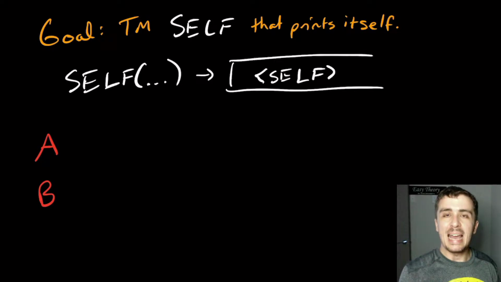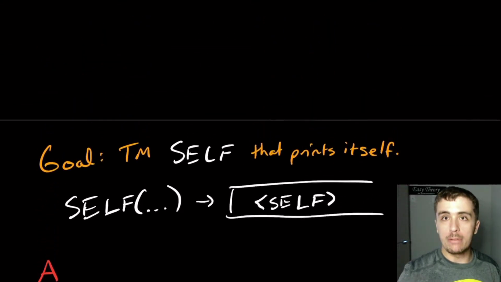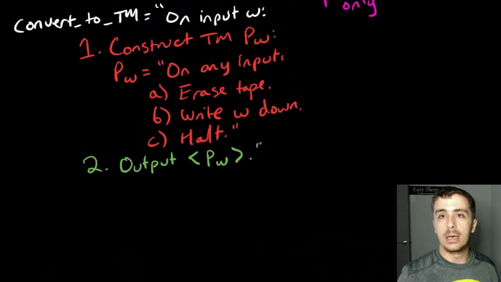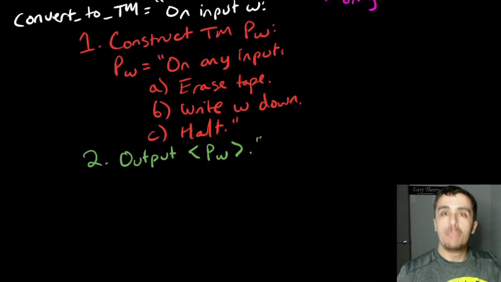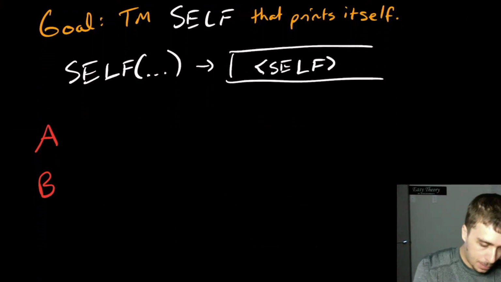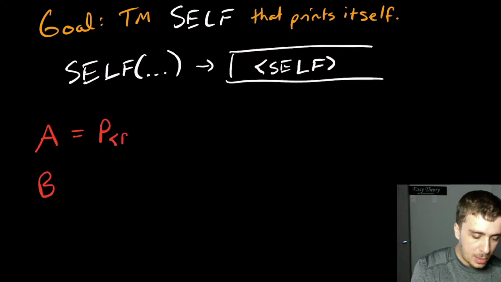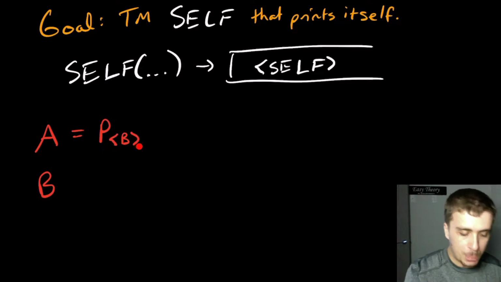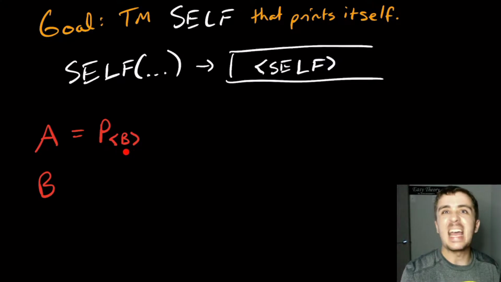So what is the A machine going to be? It's going to be the resulting machine from before, up here, the PW machine, but specifically for the encoding of B. So I'm going to hard code this to be the machine that just prints the description of B and nothing else. So that's what the A machine is going to be.